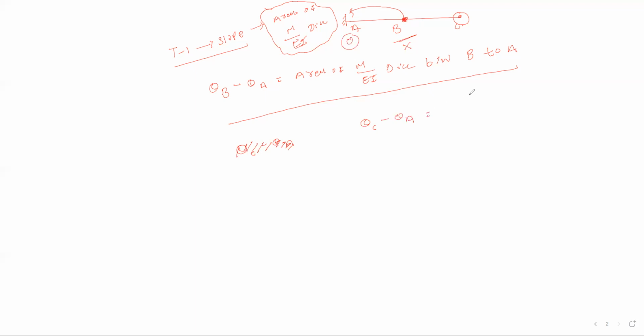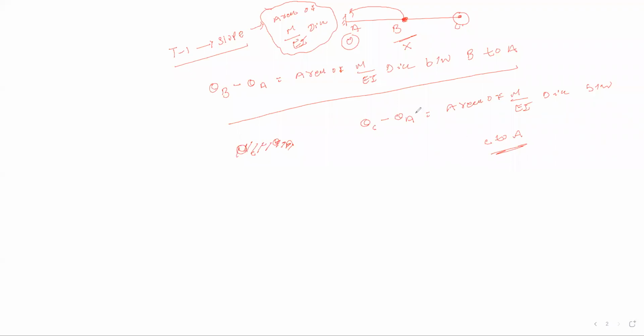is equal to, by the same process, the area of the M divided by EI diagram between C to A. Is it okay, clear? Students, please confirm me. Dasarth, is it clear or not? Please give me confirmation.